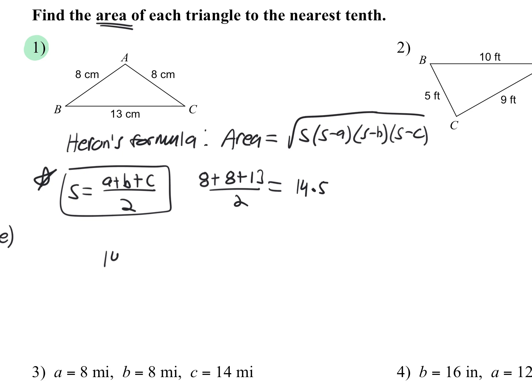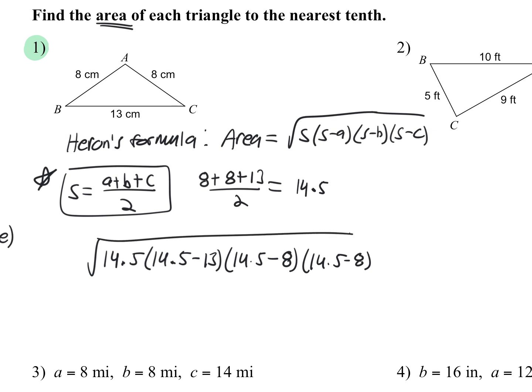All right. So all you do now is you plug this into your area formula. So it's going to be 14.5 times 14.5 minus 13 times 14.5 minus 8 times 14.5 minus 8 again. And this is all going to be under a square root. Again, might seem like a lot, but I do give you guys these formulas. So as long as you know what numbers you're plugging in, then you should be okay.